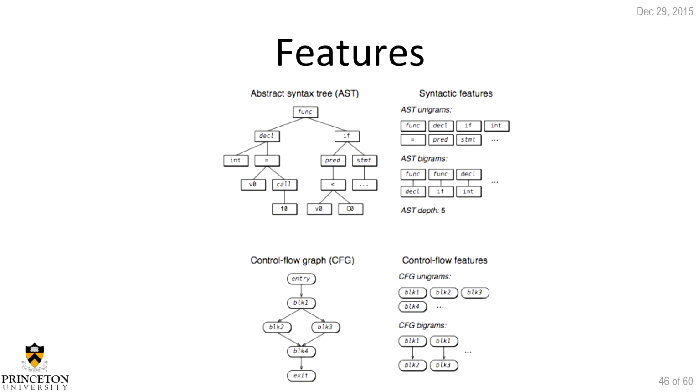And some features for these would be, for example, we have our common AST features coming from the abstract syntax tree that's obtained from generating the structural properties.